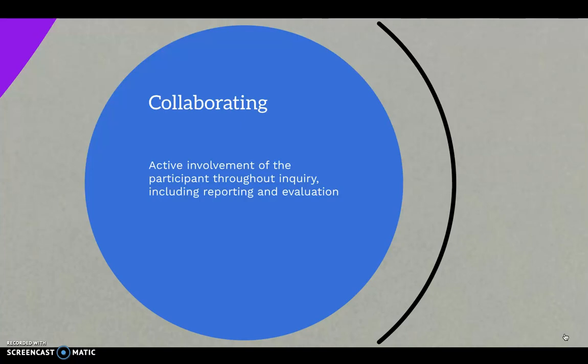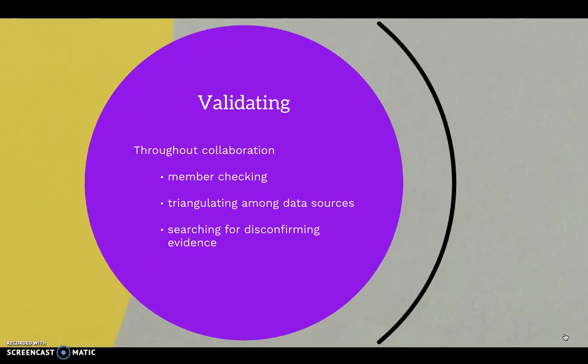Collaboration is also very important, where there's active involvement of the participant throughout the process. And this brings us to the next idea of validating the information. And that again is done through collaboration and member checking specifically. There can also be triangulation among the data sources, and the researcher can search for disconfirming evidence.